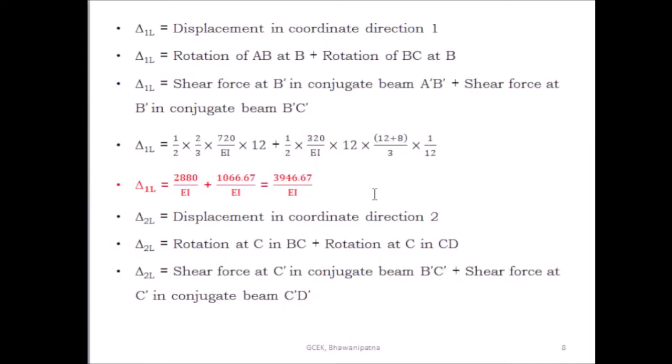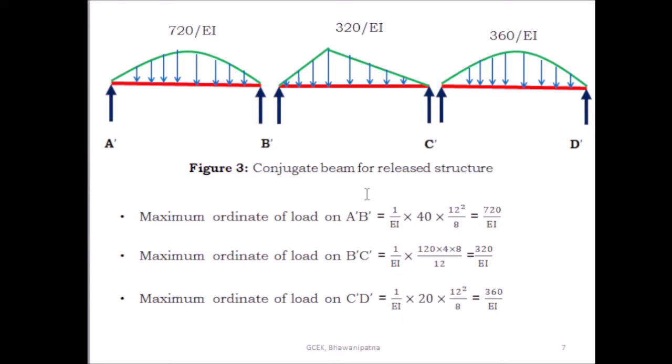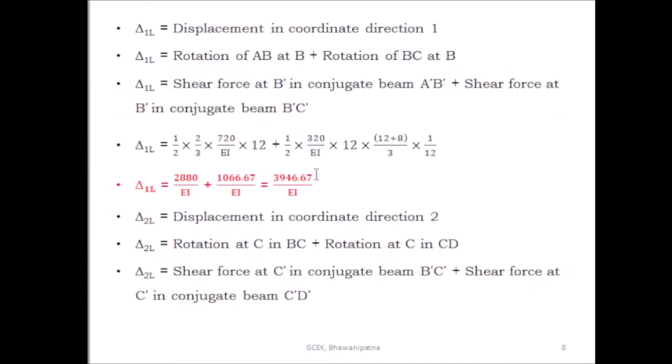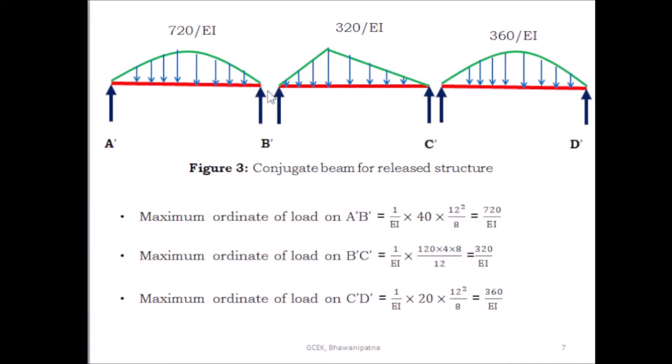Then you have to find out what is the displacement due to the external loading in coordinate direction 1 and in coordinate 2. So you have to find out what is the displacement here and what is the displacement here. Here the displacement is delta 1L and here the displacement is delta 2L due to the given loading. So delta 1L is the displacement in coordinate direction 1. So this you can find out, here you see. So the displacement in coordinate direction 1 you can find out from this one and from this one.